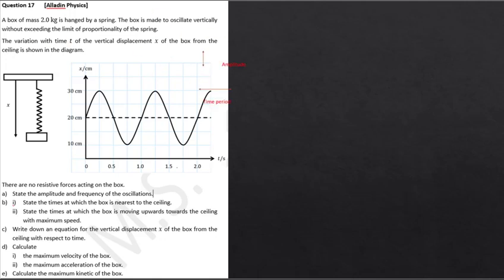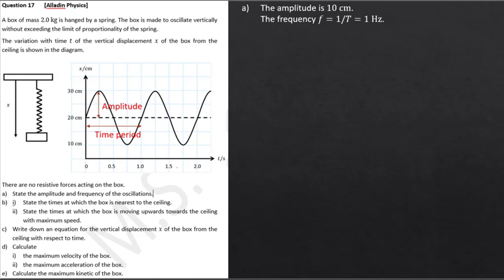So here the amplitude is going to be 10 centimeters and the frequency is obtained by using f is equal to 1 upon time period, and the time period here is 1 second, so we get the frequency to be equal to 1 hertz. Part B now, first part, state the times at which the box is nearest to the ceiling. So here we have to pay attention to the graph.